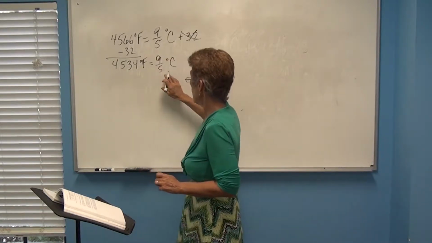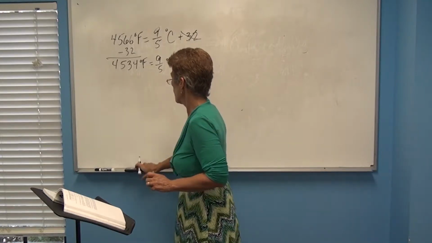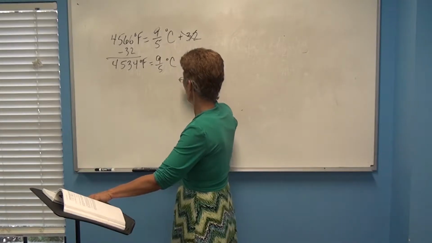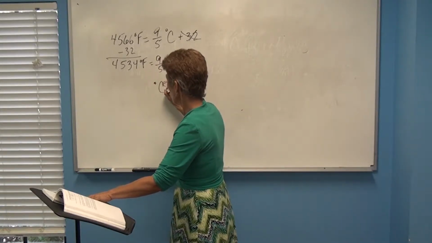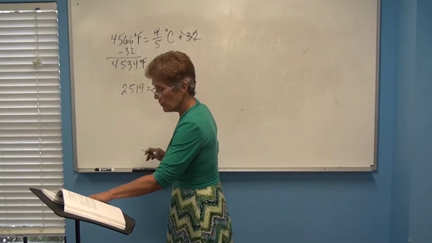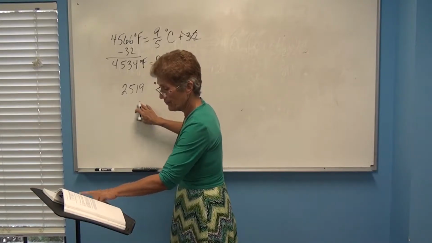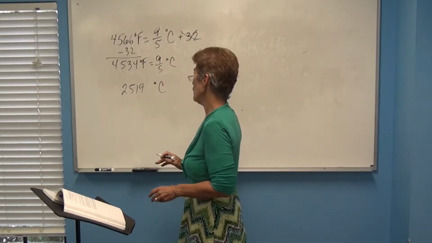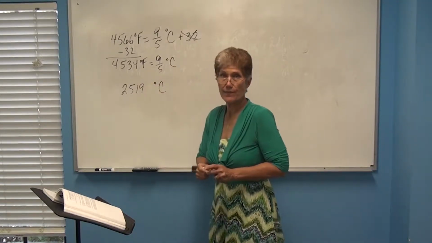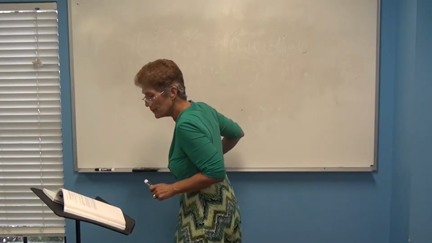Okay, and then we are going to divide both sides by that. So we're going to multiply it by its inverse. And that's going to give us a temperature of 2,519 degrees Celsius. This goes to the ones place. Okay, pretty hot stuff. Way too hot for me.